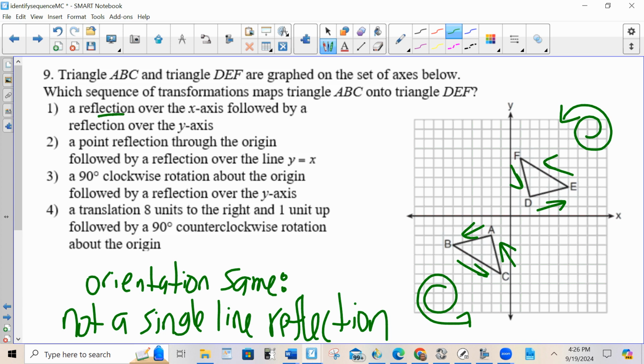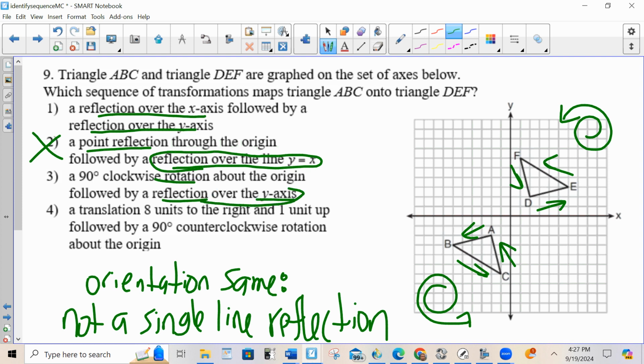Choice 1 is a reflection over the x and a reflection over the y. That's a double line reflection. That one's okay. A point reflection through the origin, that doesn't count as a line reflection, followed by a reflection over the line y equals x. This is a single line reflection. It's out. Again, a point reflection is not a line reflection. A rotation followed by a reflection over the y-axis. This is a single reflection. It can't be that.